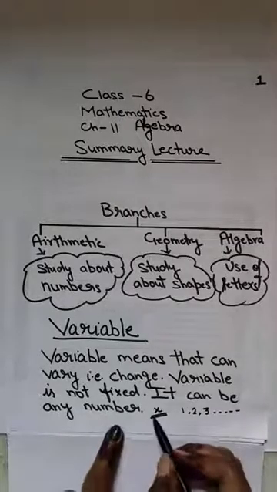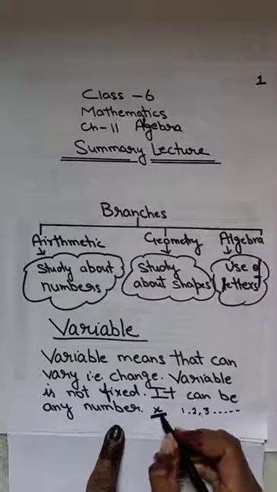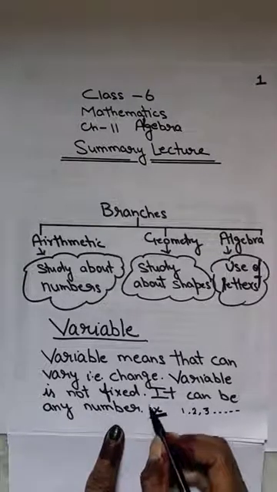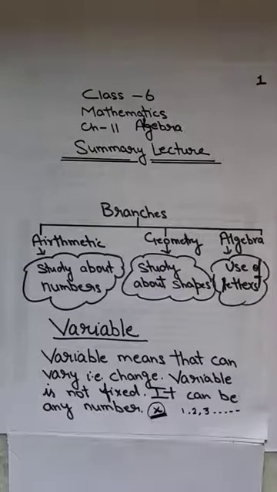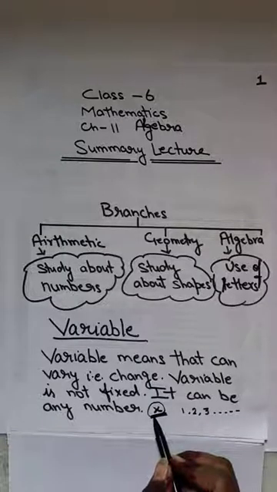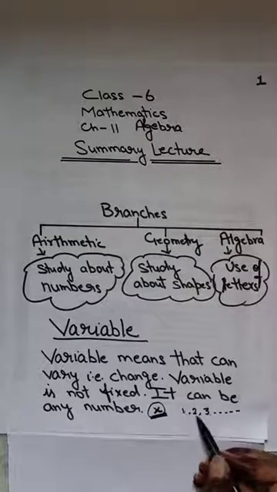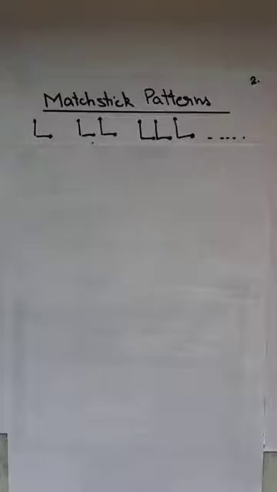So suppose I am taking x. This x is a variable. And remember one thing, you always write a variable in small letter. If I am writing variable x, it can be any number, 1, 2, 3 or any number. That's why it is known as a variable, which means it changes and is not fixed.